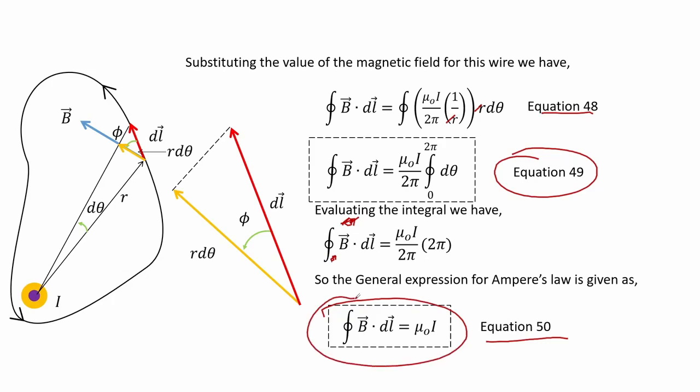Note that if the current is outside of the integral line, then the current parameter would be 0 and remains consistent with our previous calculation. The expression for Ampere's law does not depend on the shape of the path or on the position of the wire inside it.